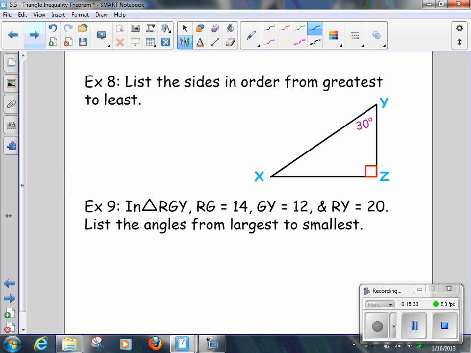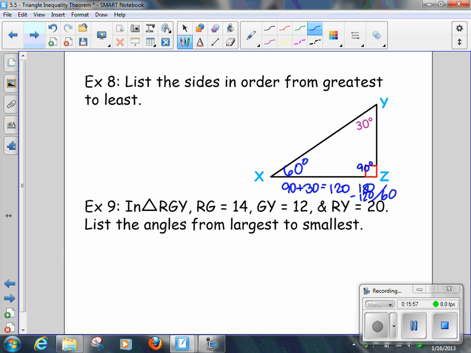Yes, you do. Look at it. What's different about this one? Well, it's got one angle given and in a box. That's 90 degrees. How are we going to find that other one? All right, so 90 plus 30 is 120. 180 minus 120 is 60.